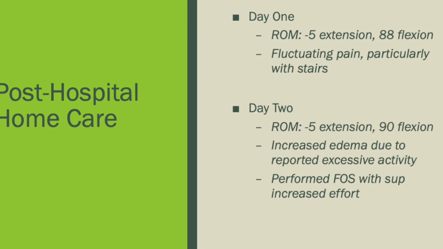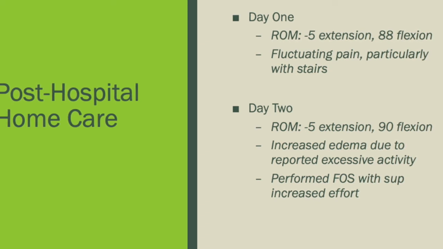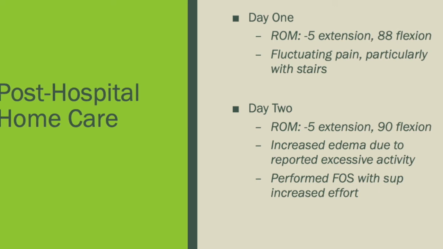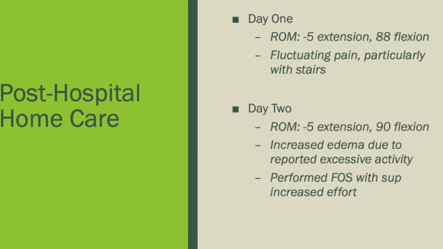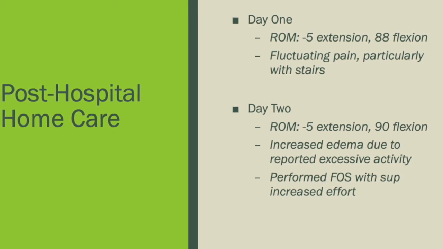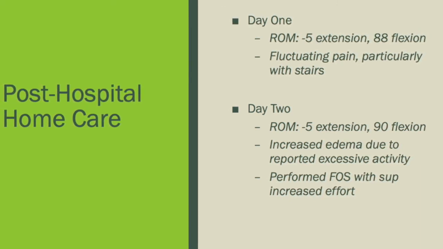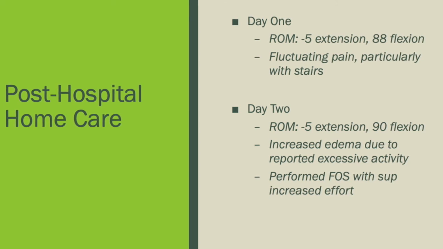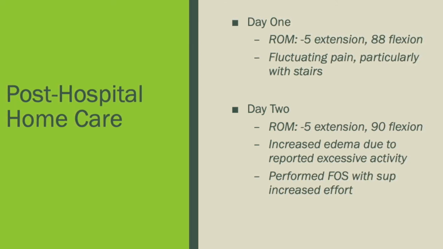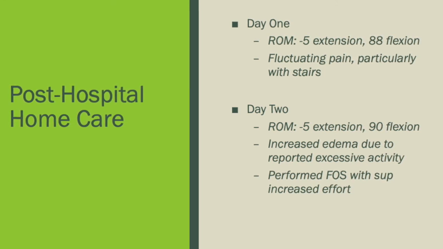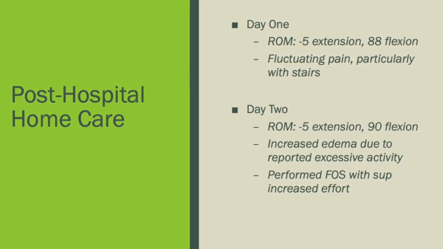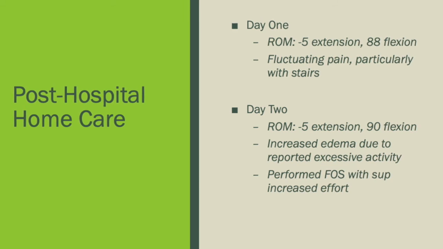As part of the EMR system used at the hospital, I was able to access records of his home PT visits. He was seen 2 days after discharge with home PT. His range of motion at this time was -5 degrees of extension and 88 degrees of flexion. As you can see, this is a big fluctuation from when he was discharged from the hospital, with his extension being -2 degrees and flexion at 100.